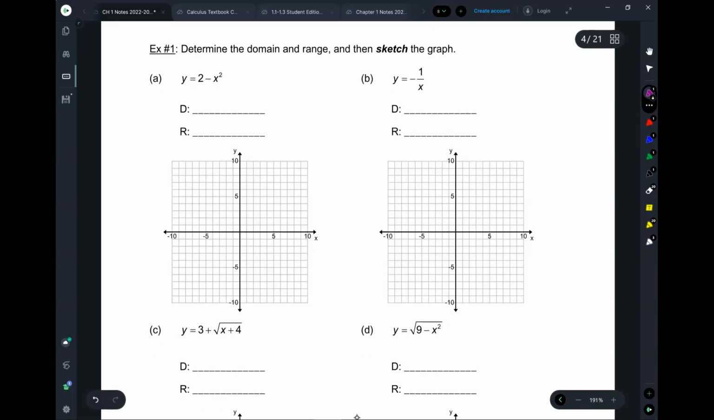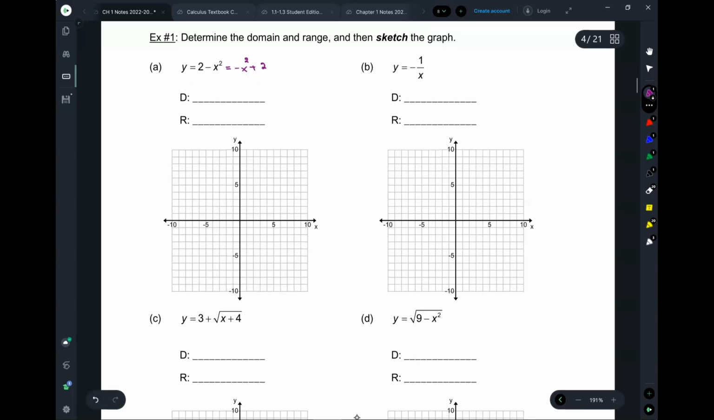Here, you can rewrite it like this, negative x squared plus 2. This is the way you've seen it more previously. So this is a parabola facing down. The vertex is at (0, 2). What we want to do here is a sketch. We're not going to bother with too many details. We just want to do a sketch.